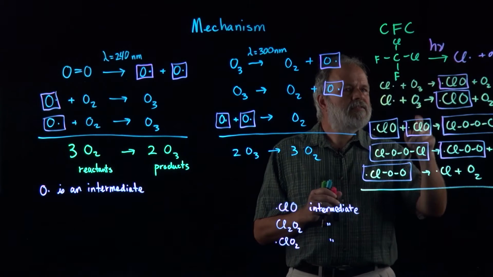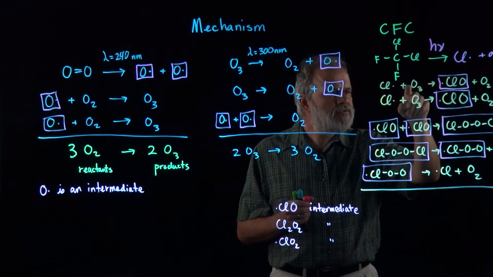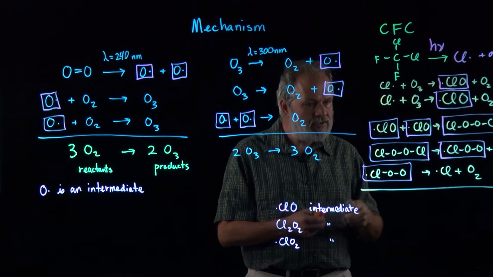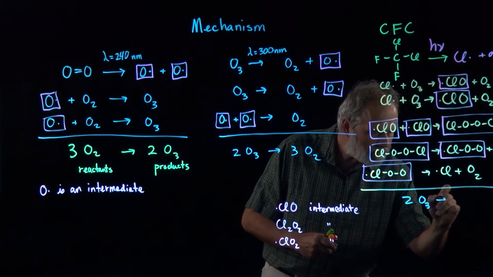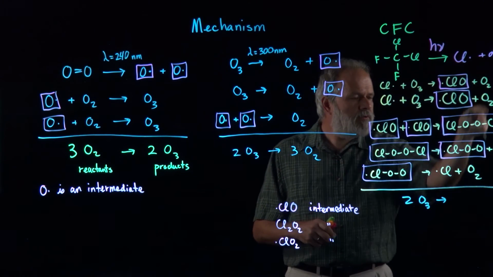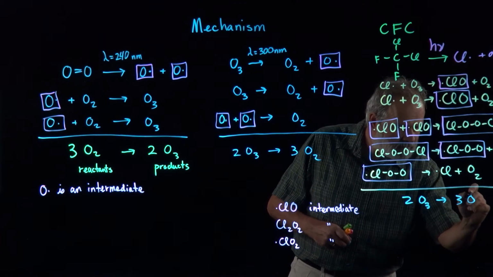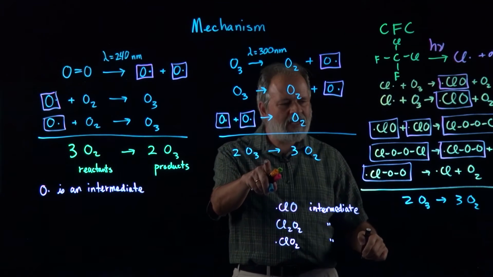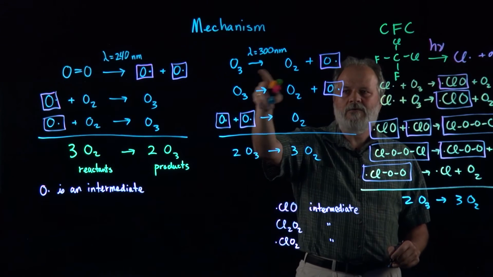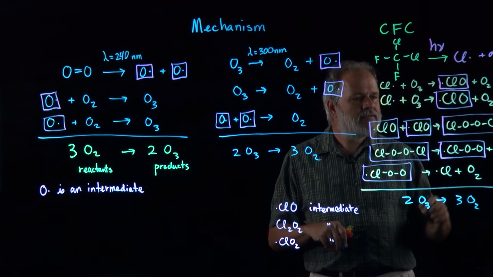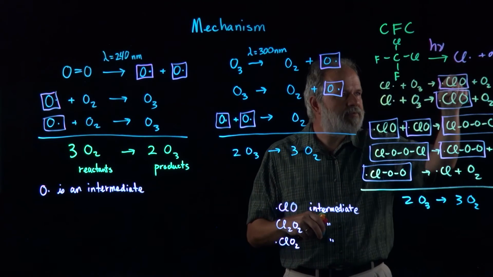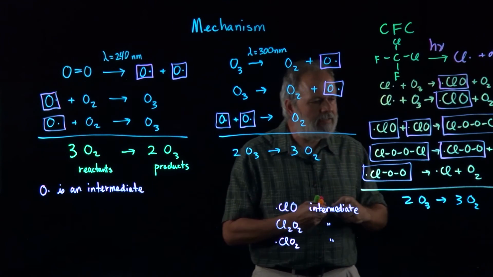So now let's look at the overall reaction. Ozone, ozone, so there are 2 ozones, giving 3 O2s. Hey, it's the exact same reaction. Ozone normally takes UV and does this, but this does not require UV except to generate the chlorine atom in the beginning.